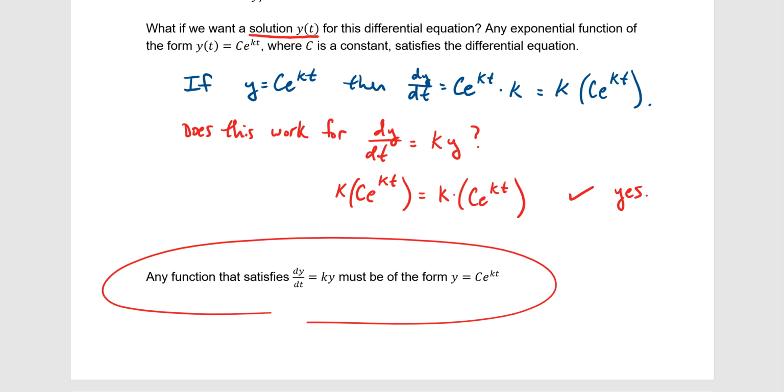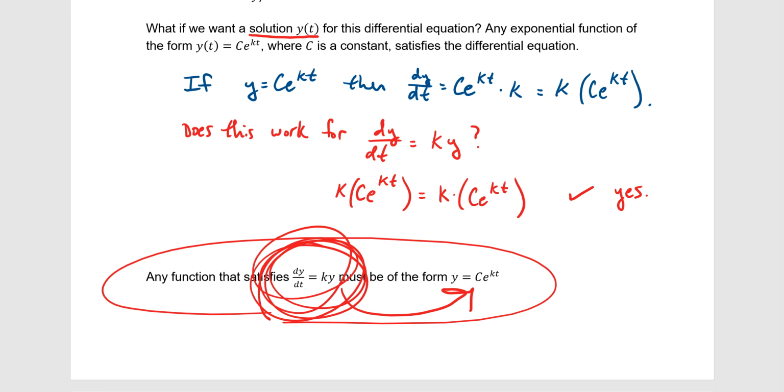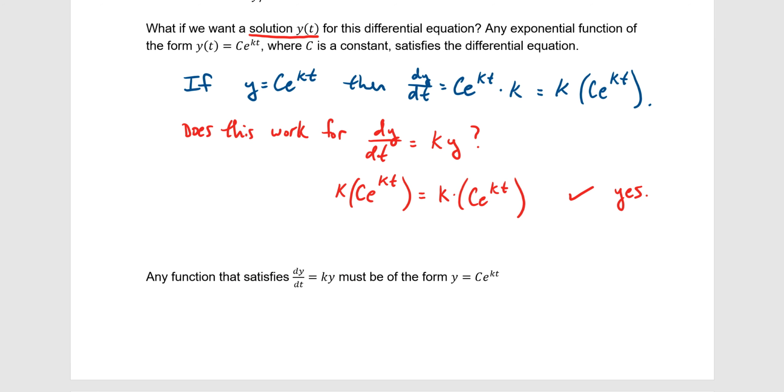So any function that satisfies dy dt equals k times the function y must be of the form y equals c e to the kt. When we're trying to figure out the solution to a differential equation, the solution is typically a function, and if the differential equation is in this form, then our solution will be in this form, where c and k are constants.